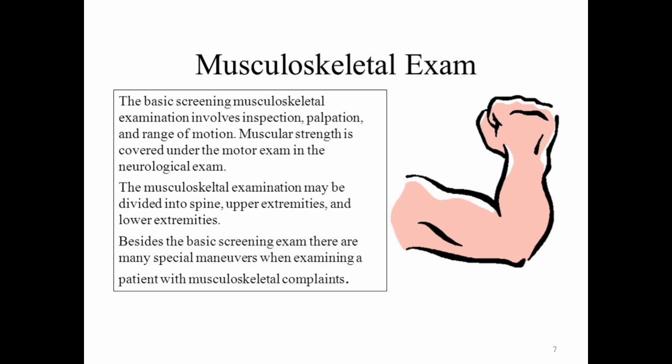So first of all, the basic screening involves inspection. In the inspection, we look for joint symmetry, any deformity, and skin color changes. For example, if the skin is red, it shows us that inflammation is present there. Then we also look for tenderness and any kind of infection. So these are the things that come under inspection.